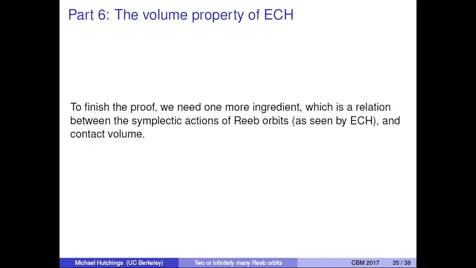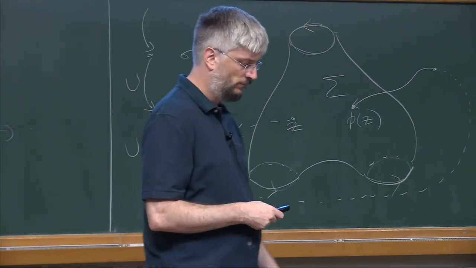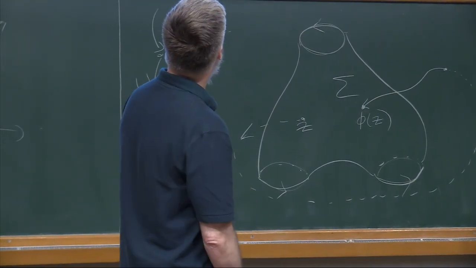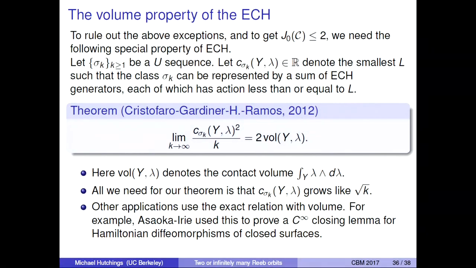Let me tell you the most interesting part, which is what allows us to control this. This is what's called the volume property of ECH. It's a relation between the symplectic action of Reeb orbits and the volume of the contact manifold. And here's the statement. This is joint work with Dan and Vinicius.